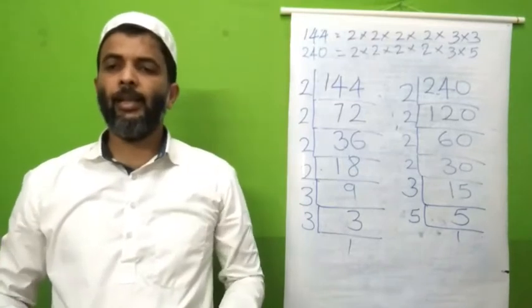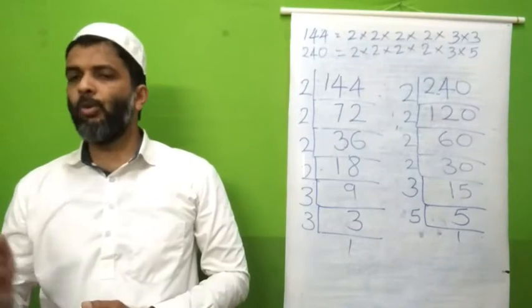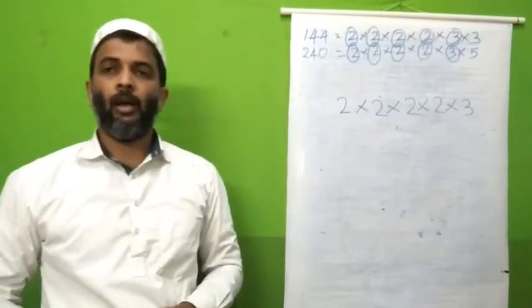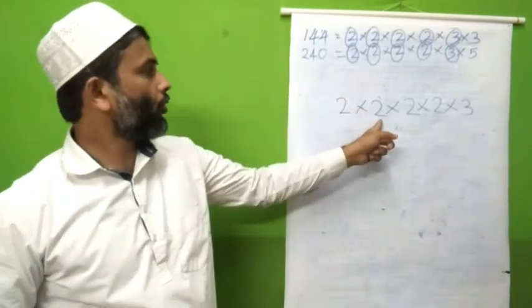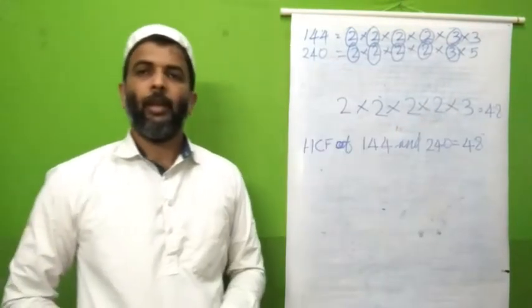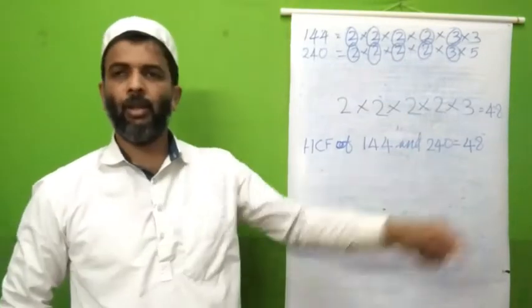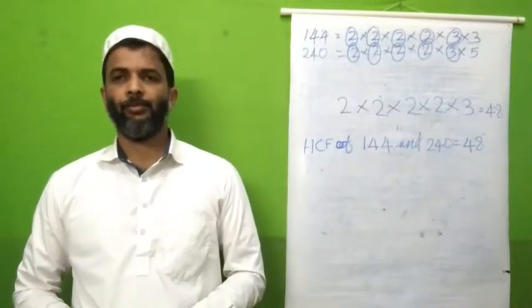Next, circle the common prime factors of 144 and 240, which are 2 into 2 into 2 into 2 into 3. HCF of 144 and 240 is equal to 48.